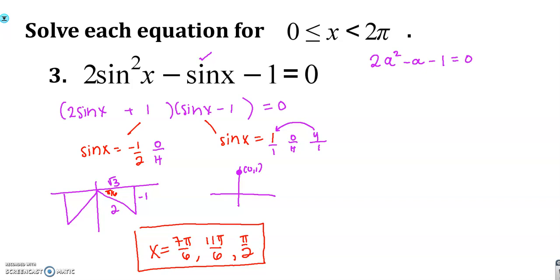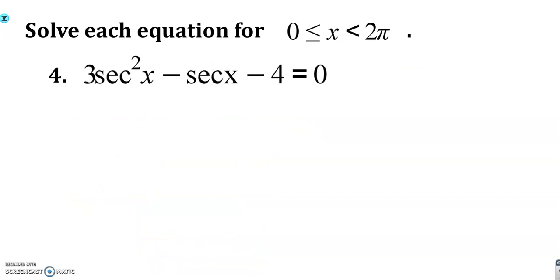So let's go ahead and look at another one. We'll do one of the reciprocal functions, secant. So we have 3 secant squared minus secant of x minus 4. Okay, so I'm going to factor this. So we'll have 3 secant of x and secant of x. That'll multiply to 3 secant squared.